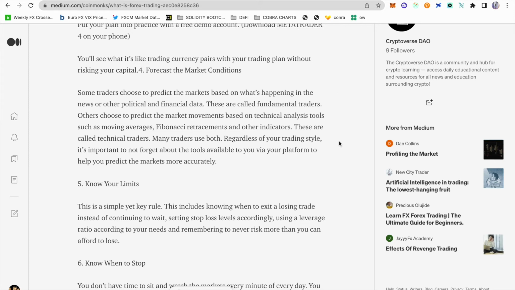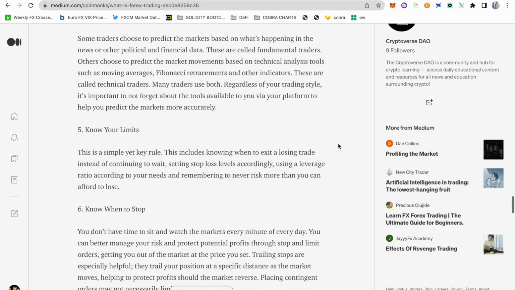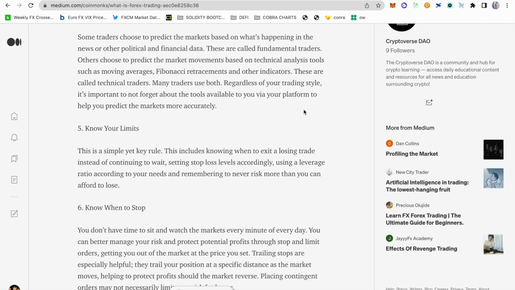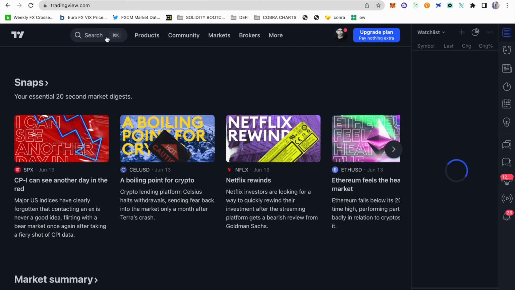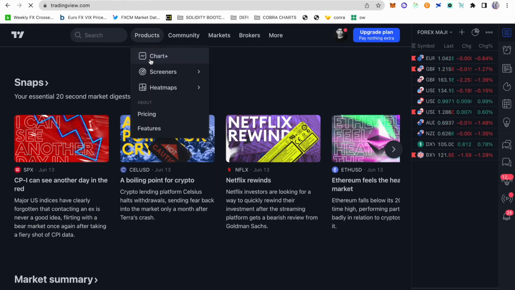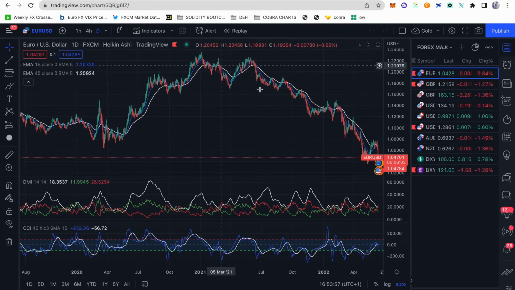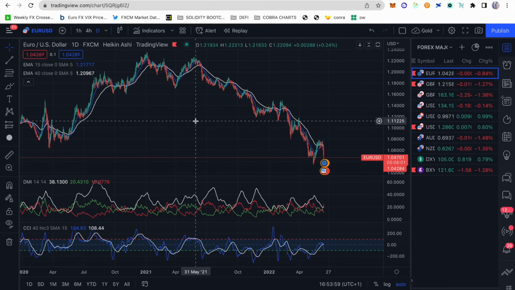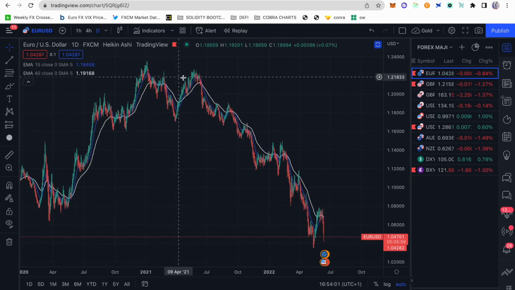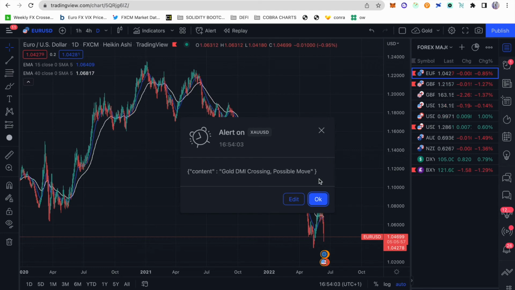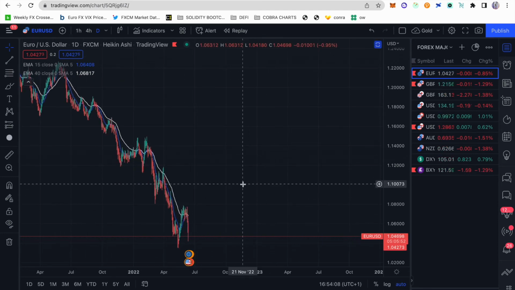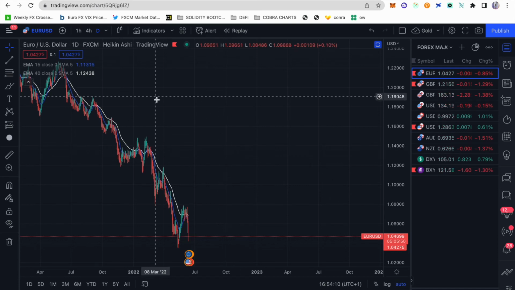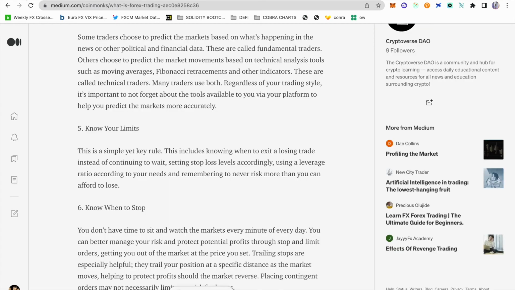Forecast the market conditions. This is really important. Whenever you're trading the markets, it's important to look at the charts, right? To look at the charts and see what the market conditions are. Are we in a bearish market climb? So if we're looking at Euro USD, is it a bearish move going downwards? Are we looking at an upward move? These are important things to look into, to examine what the market conditions are.